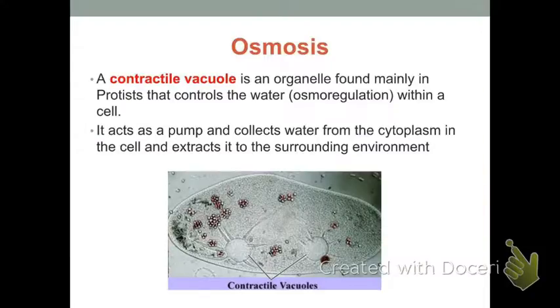To connect to the information we learned in our organelles, we know a contractile vacuole is an organelle found mainly in protists that controls water. We call it osmoregulation within a cell. When you were looking at your protists under the microscope and seeing them sucking in, possibly eating, possibly filter feeding, we were also probably seeing a lot of the contractile vacuoles, which would be pumping and collecting water from the cytoplasm in the cell and extracting it to the environment. So we probably saw a lot of that contractile vacuole in action, which is pretty cool.